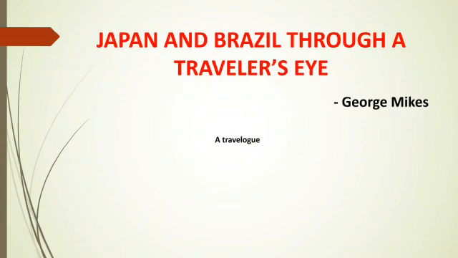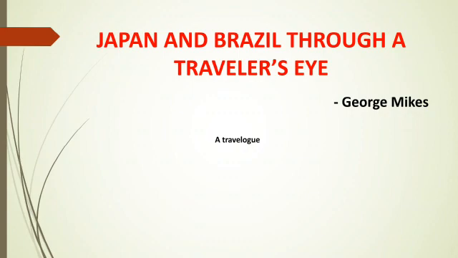The next text is a travelogue, a travel piece written by George Mikes. George Mikes is an artist, author, publisher, and journalist from Hungary.